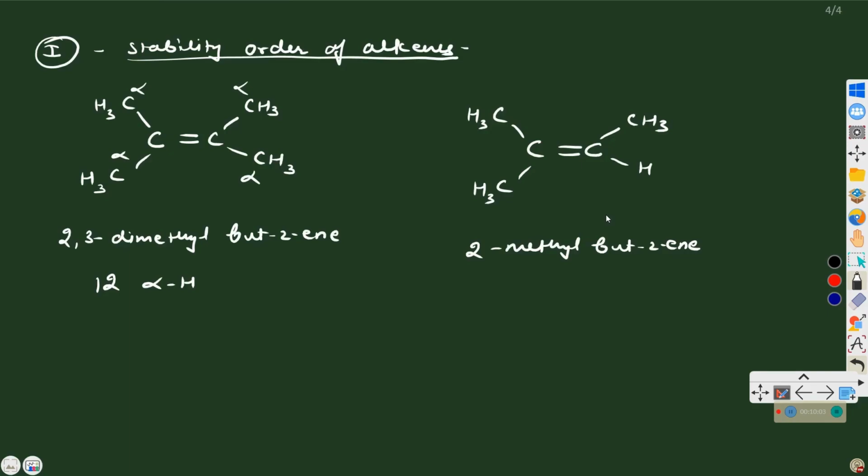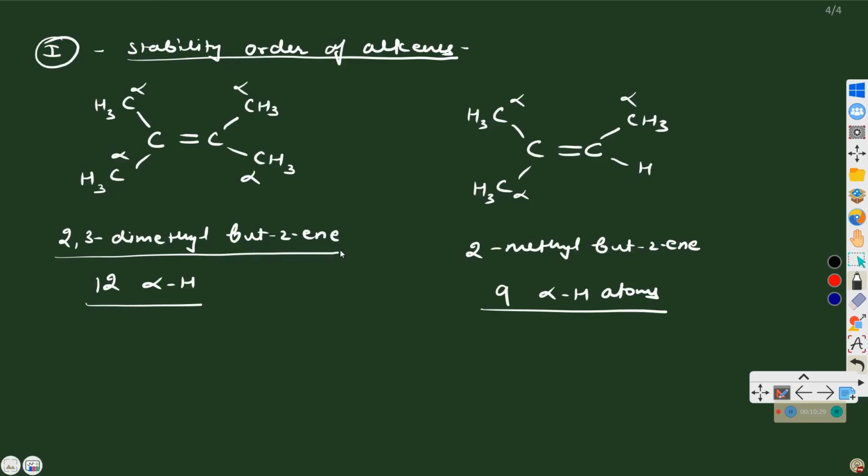And in this alkene, there are a total of 3 alpha carbons. On these 3 alpha carbons, there are a total of 9 alpha hydrogen atoms present. Hence, there are a total of 9 hyperconjugating structures. As I said, the more the number of hyperconjugating structures, the more the stability. So 2,3-dimethyl but-2-ene is more stable than 2-methyl but-2-ene.